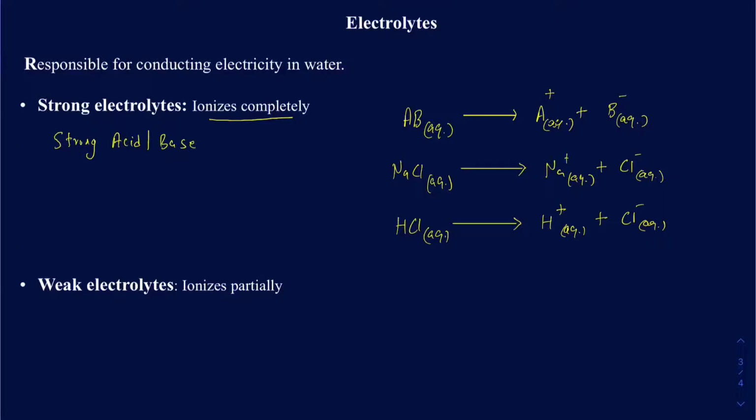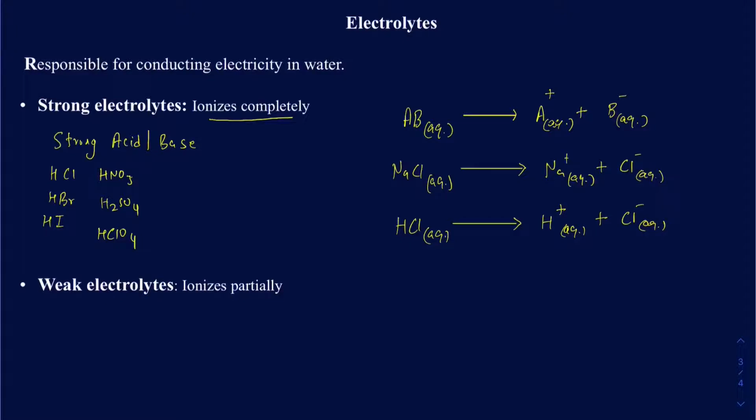Remember, your strong acids are going to be HCl, HBr, HI, and then some other strong acids are HNO3, and then you've got H2SO4 and HClO4. So those are the 6 strong inorganic acids that you have to really worry about.